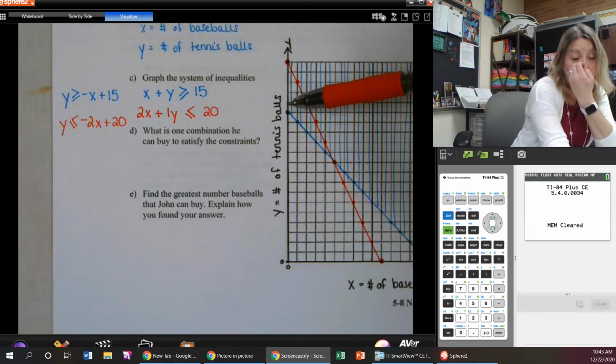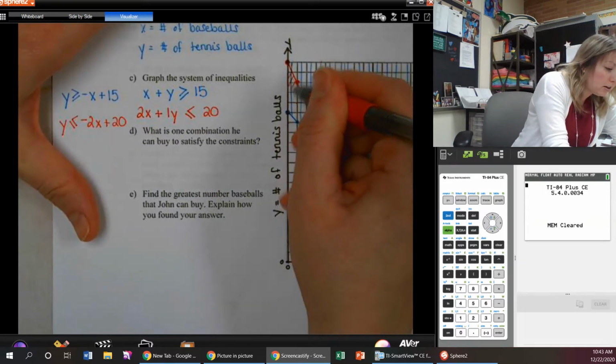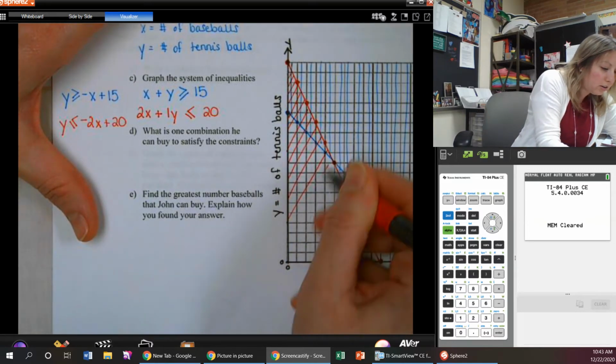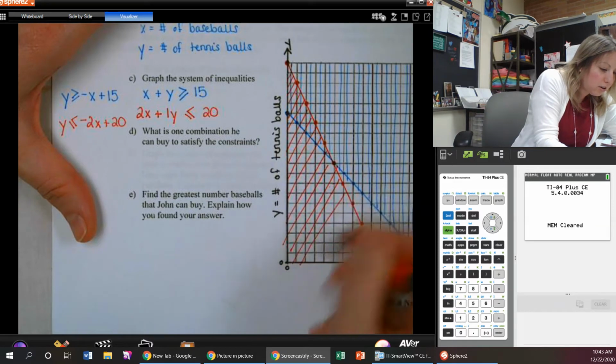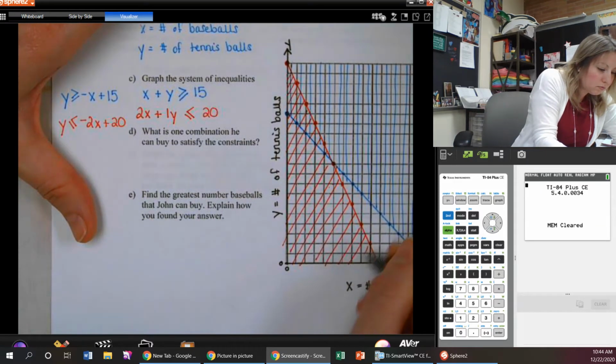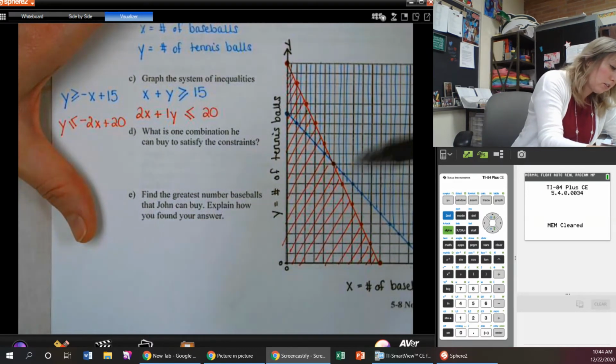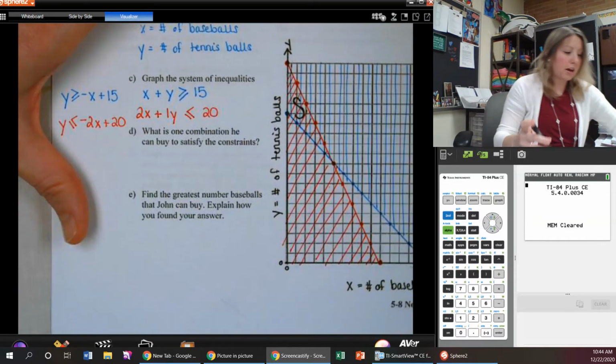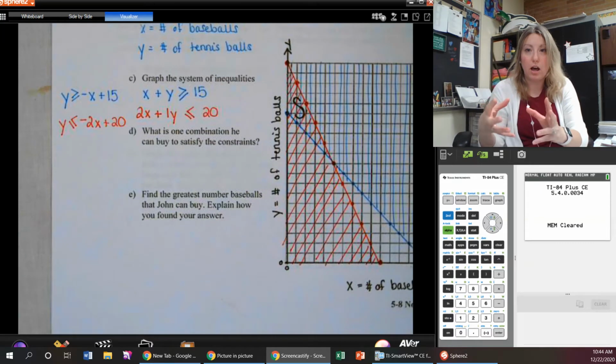See where the shaded region is this time? This is my shaded region, which of course creates a double shaded region right in here. This is where the points that satisfy both constraints lie.